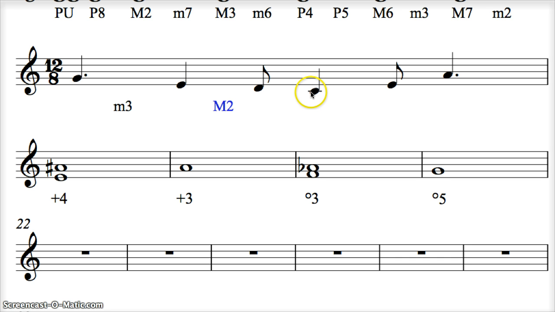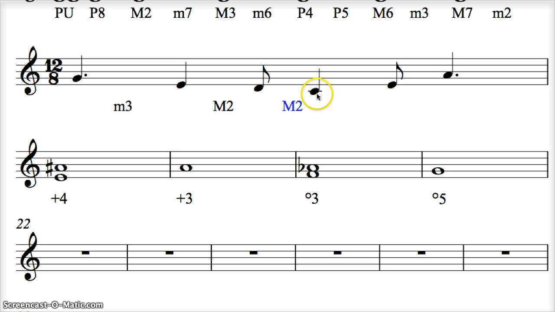Next we have a D going down to a C. Think of the C as the bottom note, as the key, which it is actually in this melody, which is convenient. A C up to D is a second, and the key of C major has no sharps or flats, so just C up to D would be a major second. So another major second.